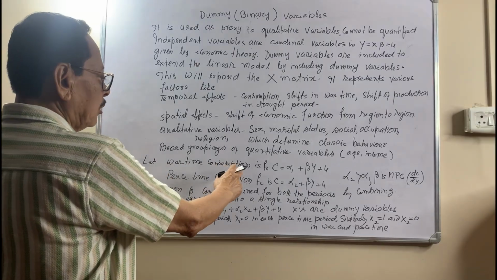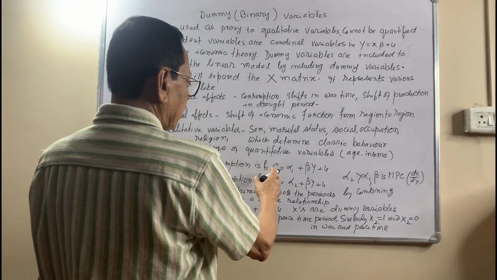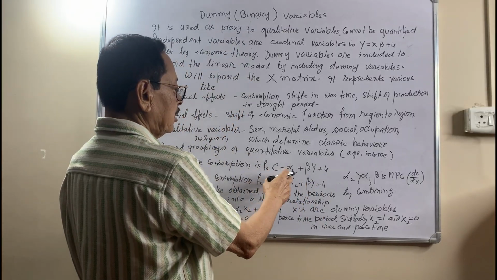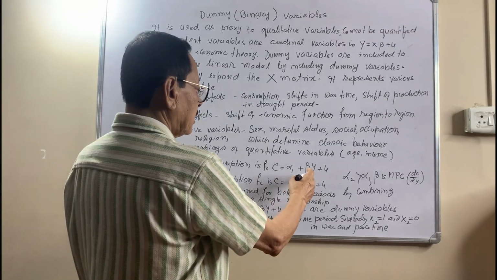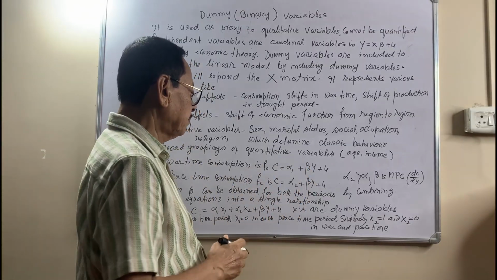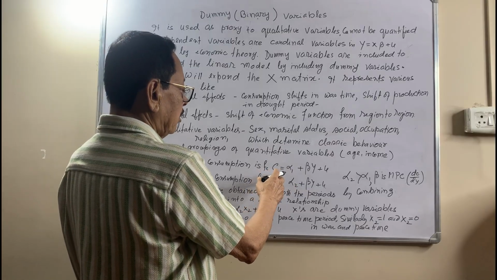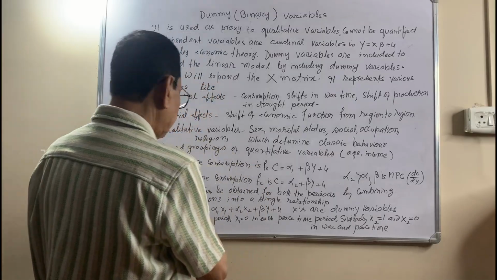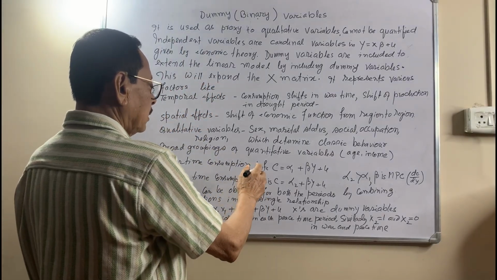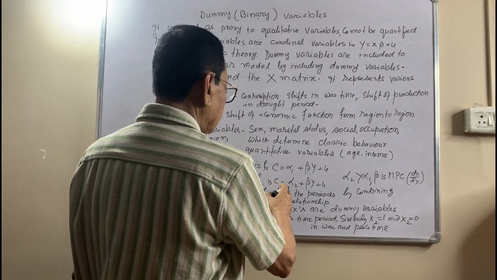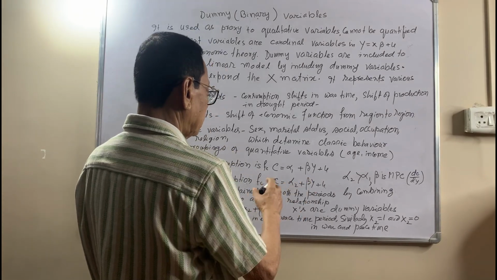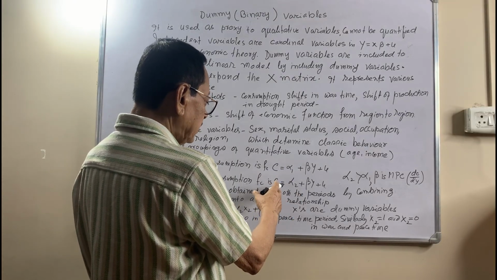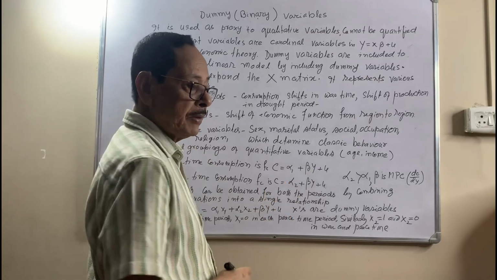Let the wartime consumption function be C is equal to alpha 1 plus beta y plus u. So the consumption is a function of income. Y means income. So consumption is a function of income, and it is a straight line. C is equal to alpha 1 plus beta y plus u. Then the peacetime consumption function, C is equal to alpha 2 plus beta y plus u. That means consumption is a function of income.